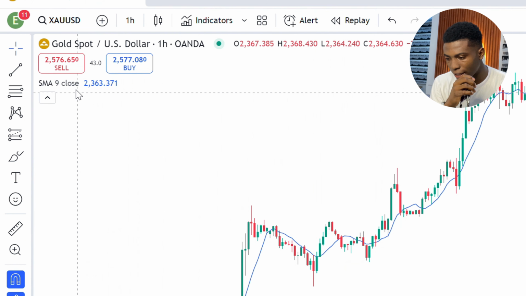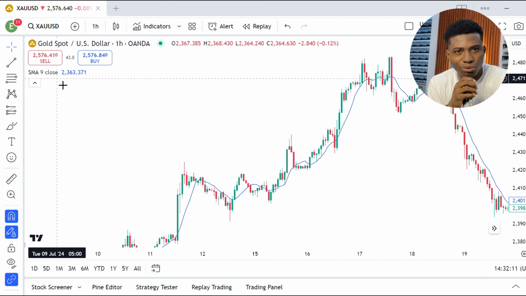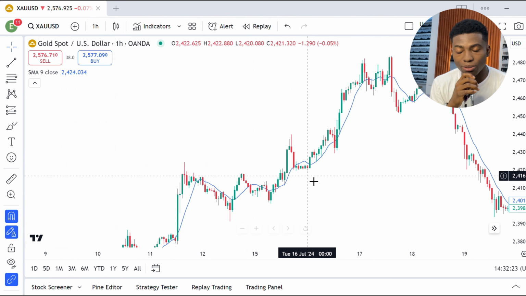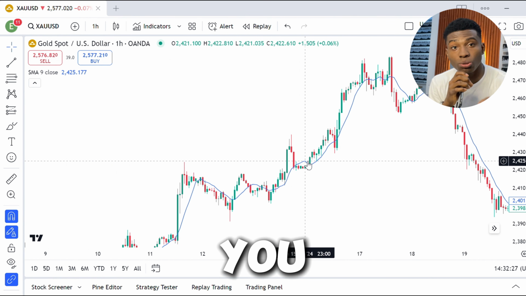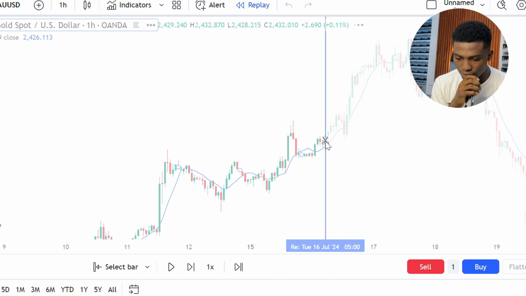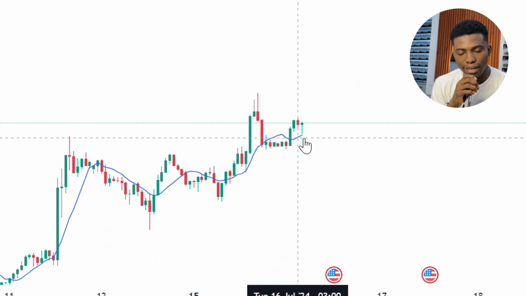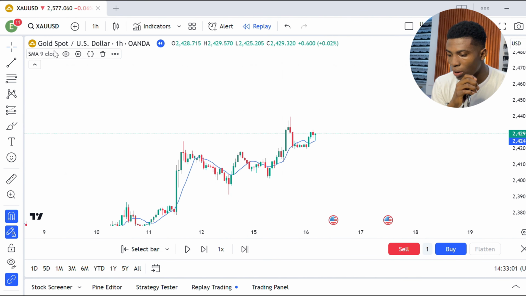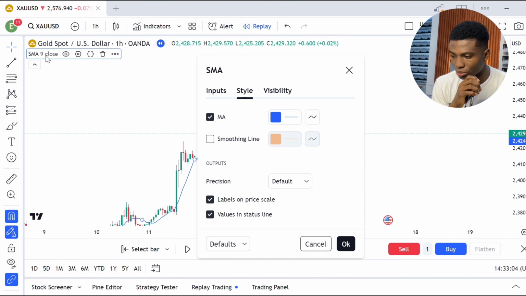But if you can see right here, you can see SMA 9 close. Now, can I tell you what that means? People might look at it like SMA 9, SMA 25. Now let me tell you guys. What this SMA 9 means is that it's calculating 9 candlesticks and giving you the average trend. Let me use this replay feature. This is where the market is. What it's doing right here is calculating 9 candlesticks and giving you the average trend of 9 candlesticks.